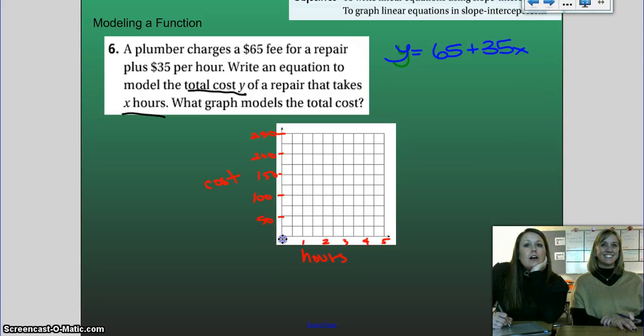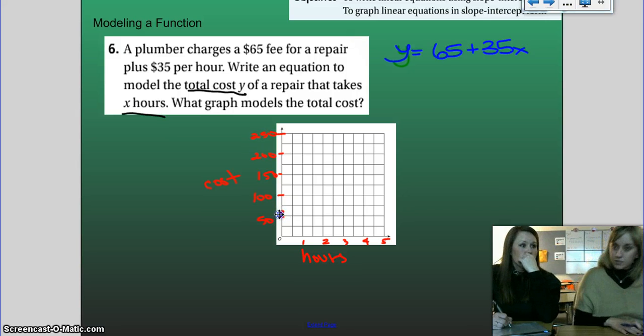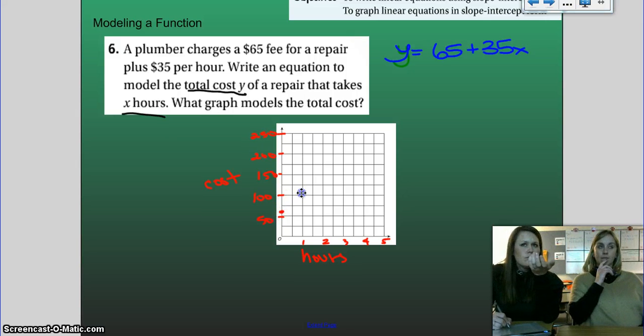Thank you. At 0 hours, it's $65. So I'm going to put a dot here. Then it's going to go up $35 from there. Do I need to make a table or can I just eyeball it? You just eyeball it. Could I just actually use my slope of 35? So I'm going to go up 35. 65 plus 35 is 100. So then it's going to go here. Then up 35, that's 25 more, so it's going to be about right here. And over, and then about right here, and then about right here.